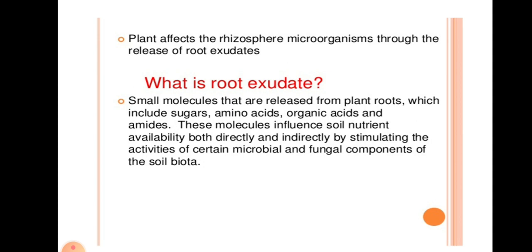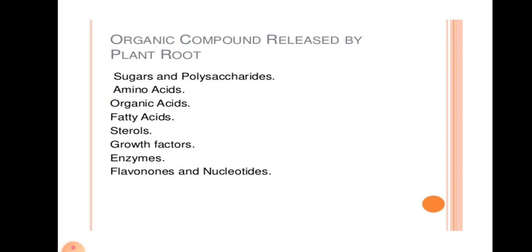Plant affects the rhizosphere microorganisms through the release of root exudates. What is root exudate? Small molecules that are released from the plant roots, which include sugars, amino acids, organic acids, and amides. These molecules influence soil nutrient availability both directly and indirectly by stimulating the activities of certain microbial and fungal components of the soil biota. Organic compounds released by plant roots are sugars and polysaccharides, amino acids, organic acids, fatty acids, sterols, growth factors like auxins and gibberellins, enzymes, flavonoids, and nucleotides.